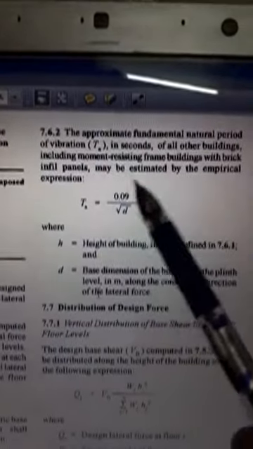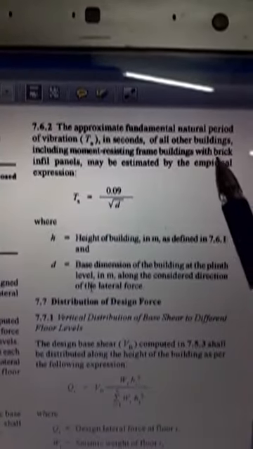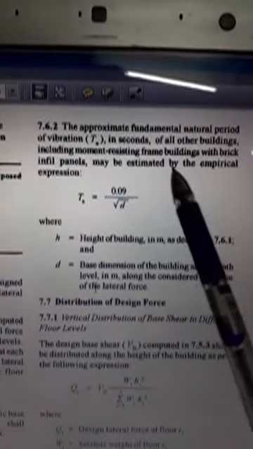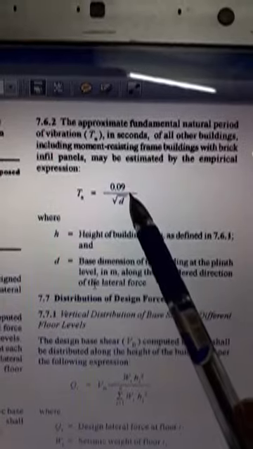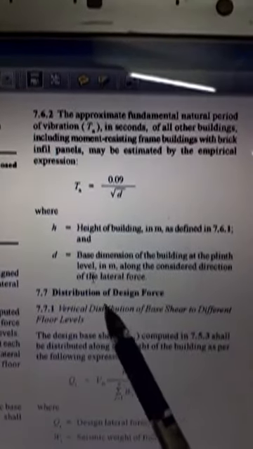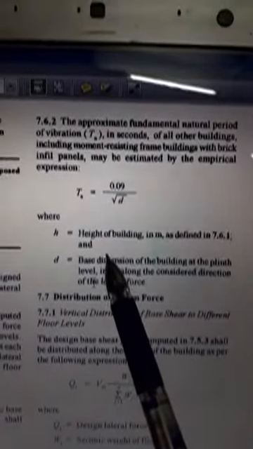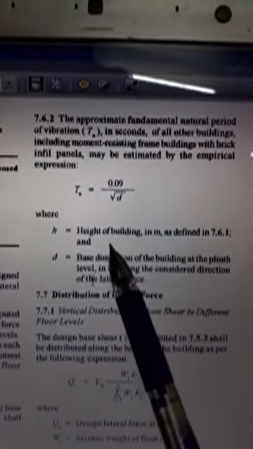But in our given problem, there are walls in the RC frame. So there is infill masonry wall. So for that, go to the same page, 7.6.2. The approximate fundamental natural period TA in seconds of all other buildings including moment resisting buildings with brick infill panels, meaning with brick walls, TA is given by 0.09 H divided by root D, where D is the base dimension of the building at plinth level in meters along the considered direction of the lateral force. So D is the dimension of the building at plinth, at foundation level.